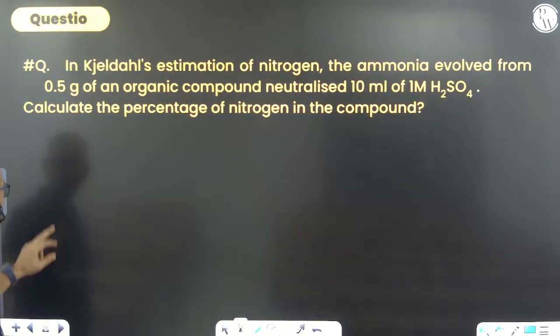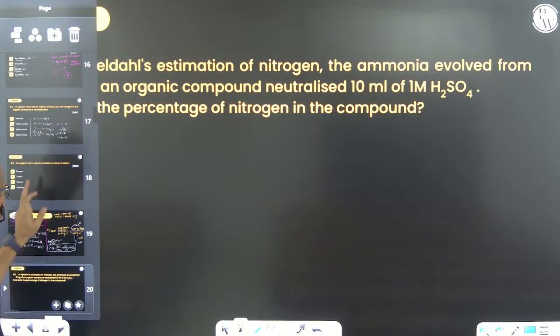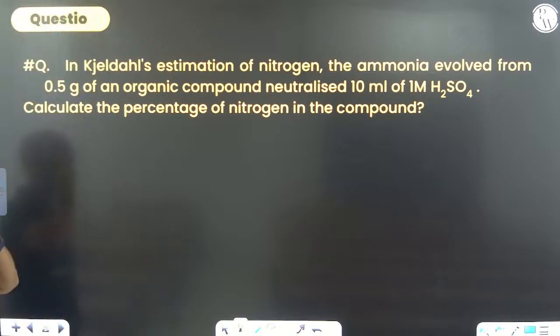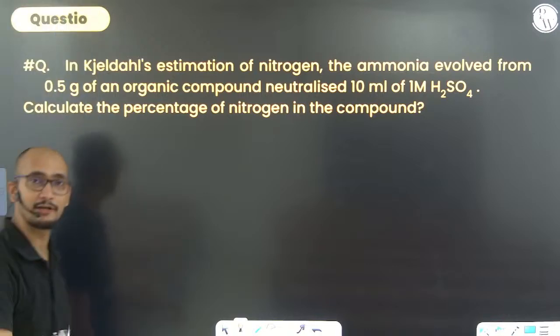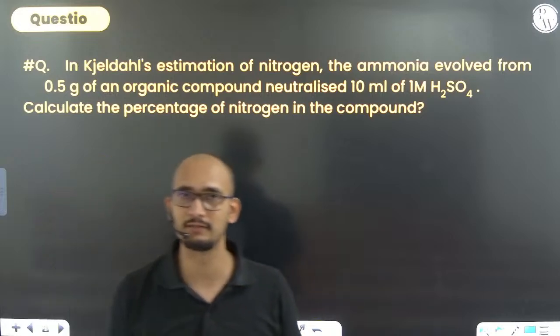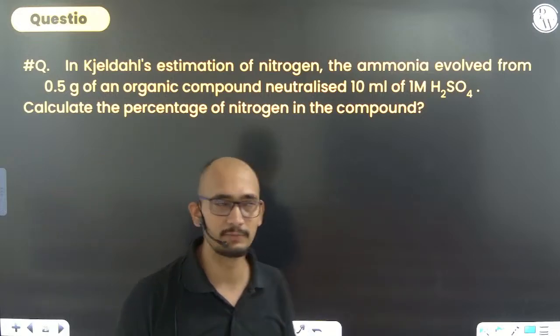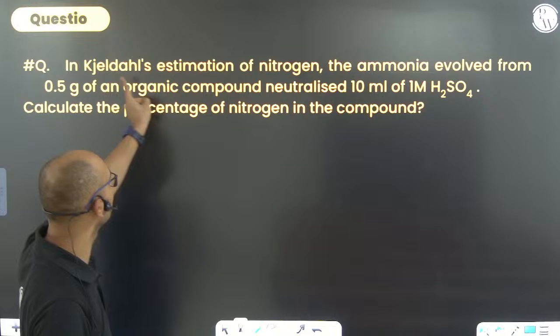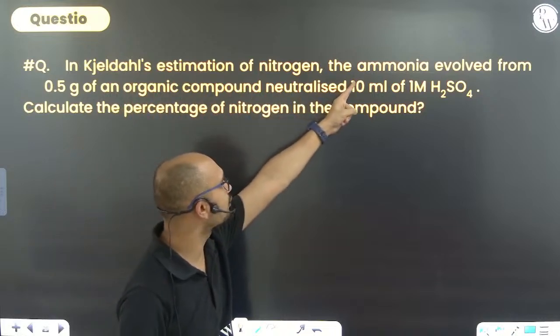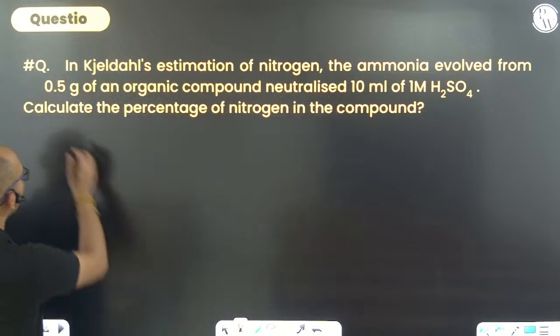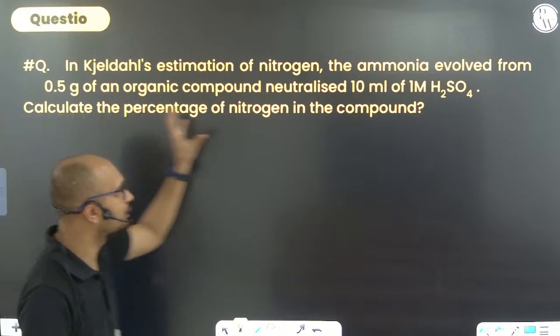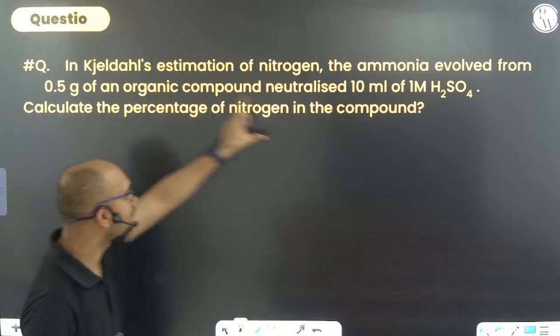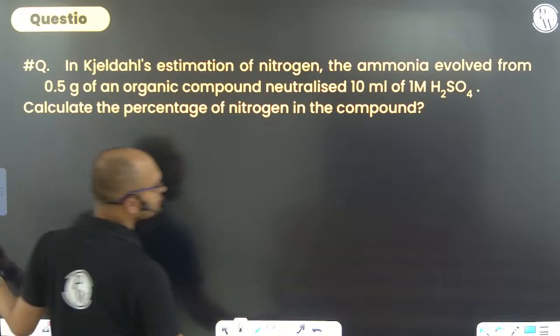So where is the question? Acha. So the question is directly for nitrogen. Nitrogen ke liye there are two different methods. One is Kjeldahl's, one is Dumas method. So here the question is from Kjeldahl's method. In the Kjeldahl estimation of nitrogen, the ammonia evolved from 0.5 gram of organic compound neutralized 10 ml of 1 molar H2SO4. Calculate the percentage of nitrogen in the compound.